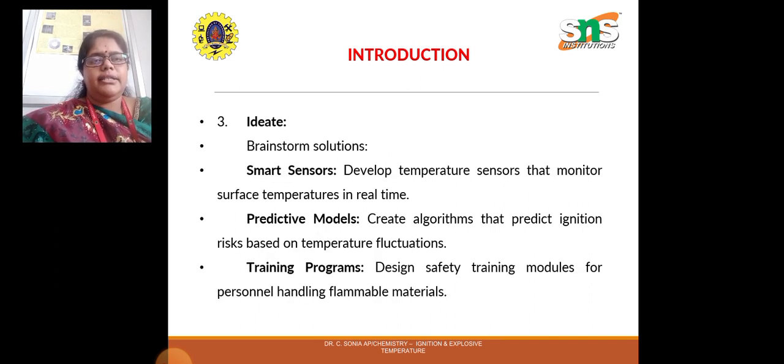Next is ideate. So we have to come up with solutions using the brainstorming process. We can use smart sensors: develop temperature sensors that monitor the surface temperature in real time. Predictive models: create algorithms that predict ignition risks based on temperature fluctuations. Training programs can be given for personnel handling flammable material with care.